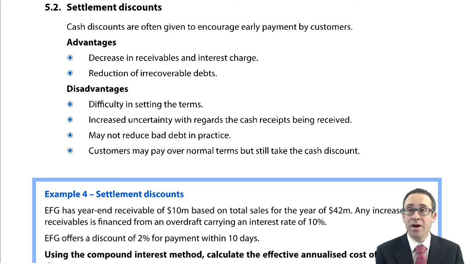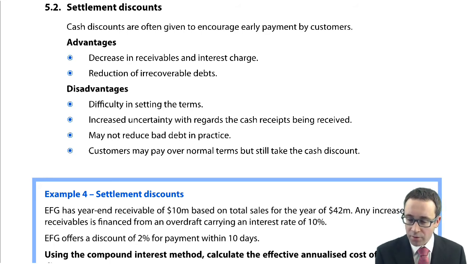And again, just be aware there's also an extra administrative burden in terms of recording the prompt payment discounts and ensuring that those discounts are actually paid within the terms that we offer. There's nothing necessarily to guarantee either that a prompt payment discount will reduce the bad debts; they could still in practice be incurred. And again, customers may pay over normal terms but still take the cash discount. So effectively taking the discount but not paying on time. That just introduces administrative issues, doesn't it?